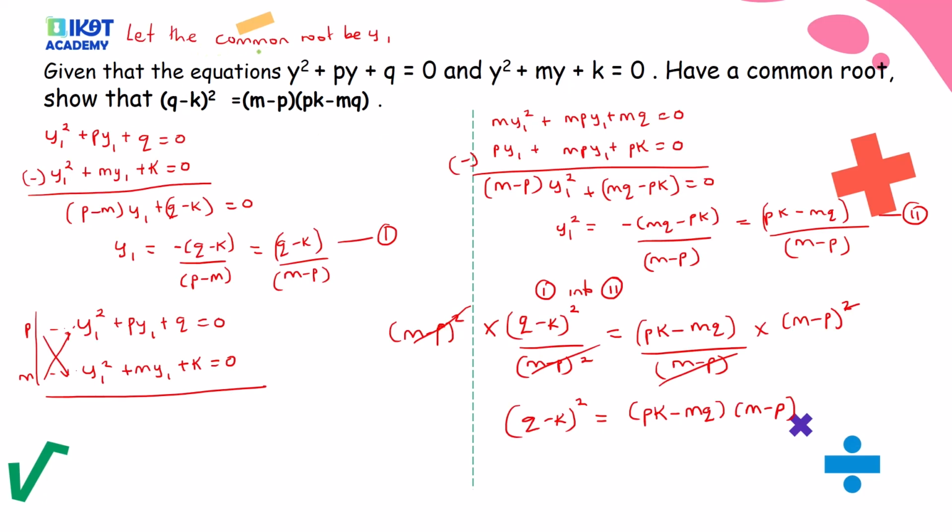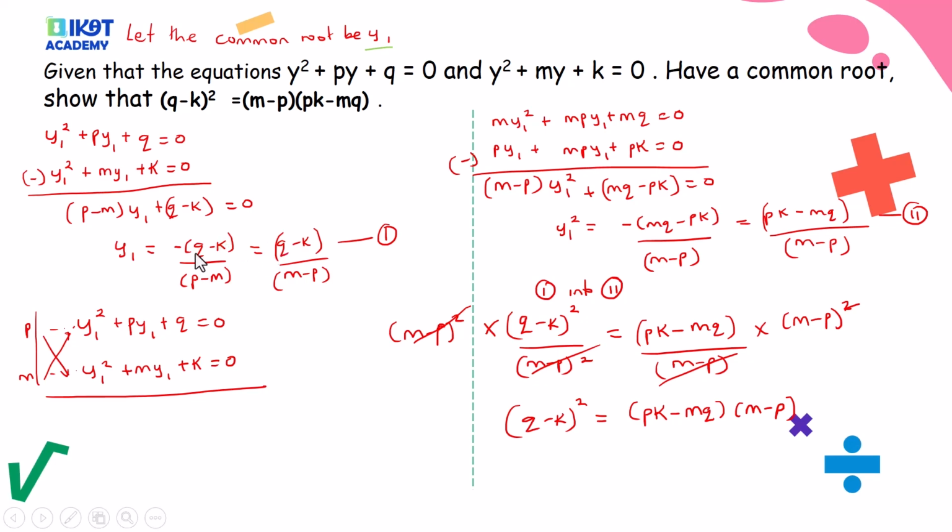So we said let the common root be y1, and after letting the common root be y1, you substitute y1 into these two equations. So then you have these. So the first part we are going to eliminate y1 squared, so we just subtract. We're lucky that the coefficient of y1 squared is the same, so we just subtract. So this is 0, then we say here plus p minus m into y1 plus q minus k is equal to 0. So what is y1? y1 becomes, take this side, this becomes negative q minus k over p minus m.